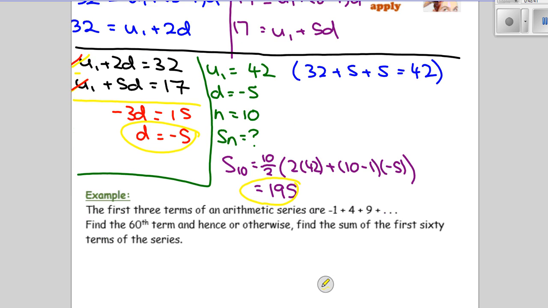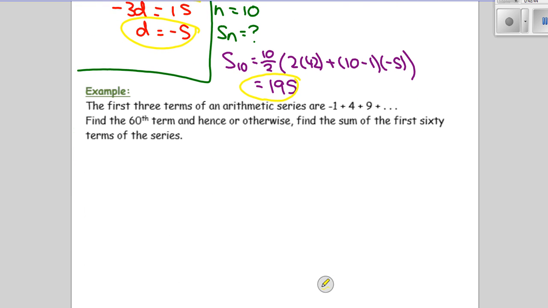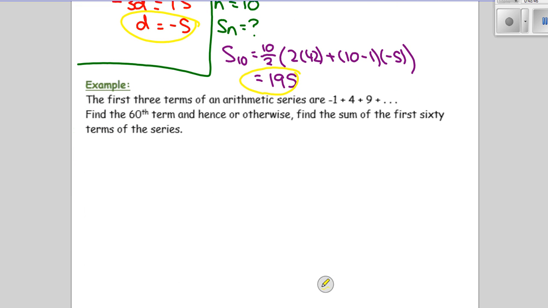That's a bit of a tough one. Our last example before we're done. The first 3 terms of an arithmetic sequence are this. So we know the d and we know the U of 1. That's helpful. Find the 60th term. So they want the U of n, but for n is 60. They didn't say find the sum, just find the 60th term. And hence, once you've found the 60th term using the U of n formula, hence or otherwise, find the sum of the first 60 terms in the series.